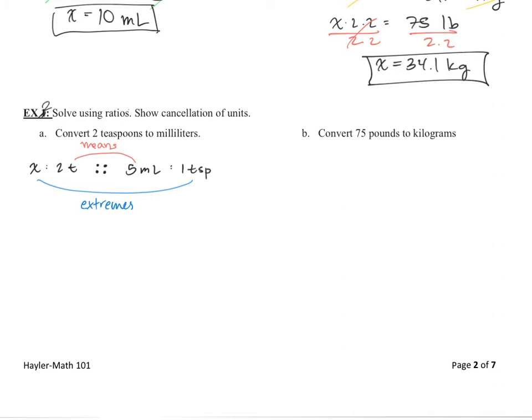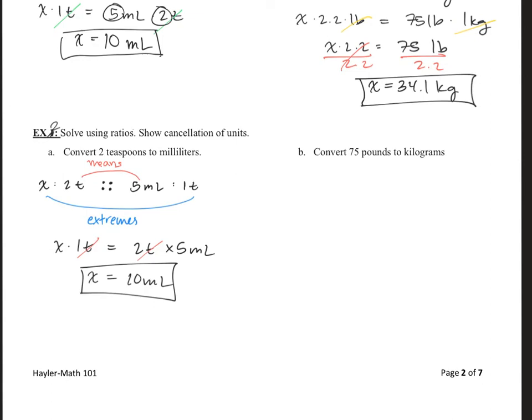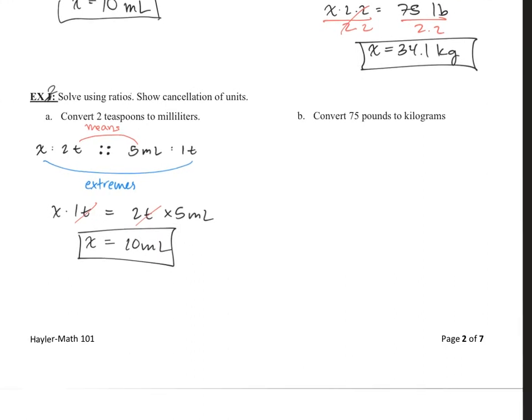Well, we get x times 1 teaspoon. Oh, I noticed I wrote that out differently both times. And then equal to 2 teaspoons times 5 ml. And then same as we did before, we'll go ahead and cancel out the units that are in common, which happens to be the t's. And we'll be left with x equals 10 ml. Same answer as we had above. If you notice, they are the same, different methods, but same way to get there. Okay, go ahead and try to set up B by yourself.